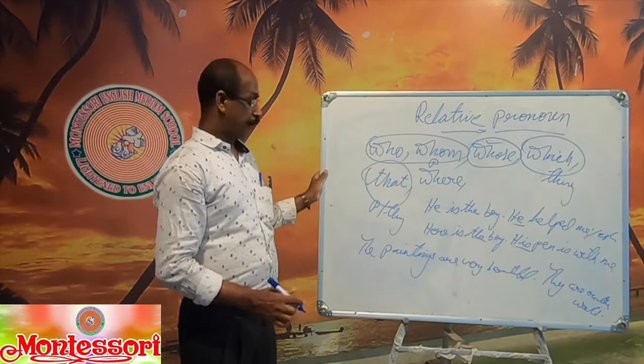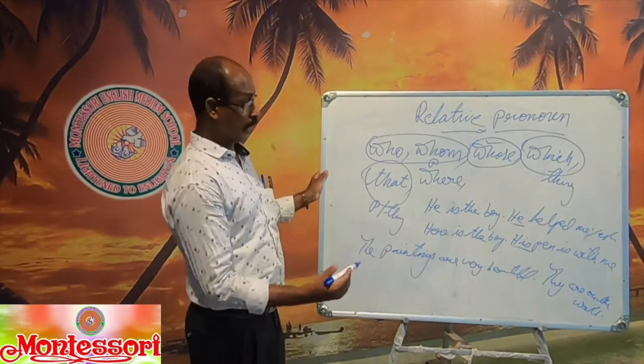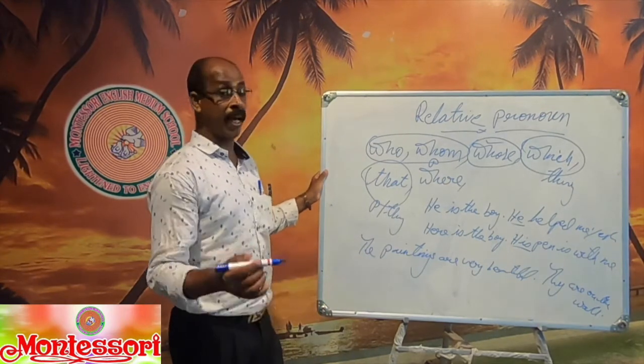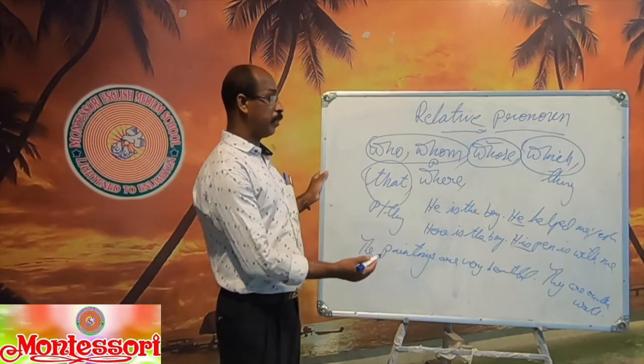Two sentences are there. The paintings are very beautiful. Subject, verb. Another sentence: They are on the wall. That means the paintings are very good. Paintings are on the wall. You can say the paintings are very beautiful.